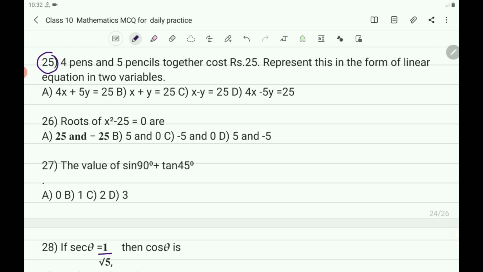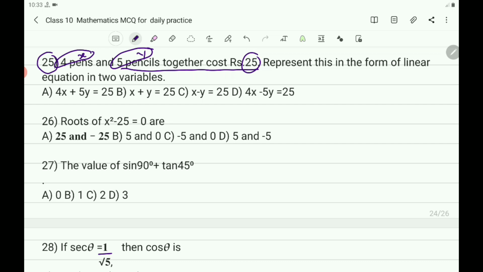Then question number 25. 4 pens and 5 pencils together cost rupees 25. Represent this in the form of linear equation in two variables. So you can write x for pen, y for pencil. So it becomes 4x plus 5y equals 25.